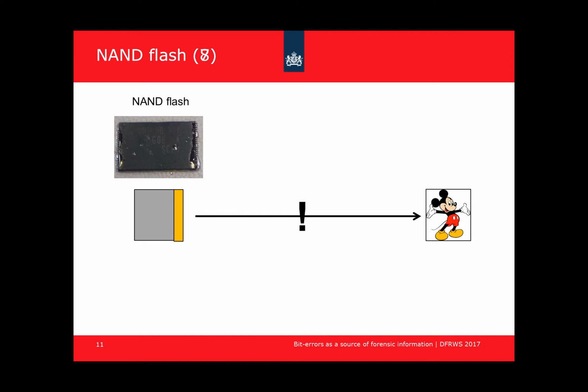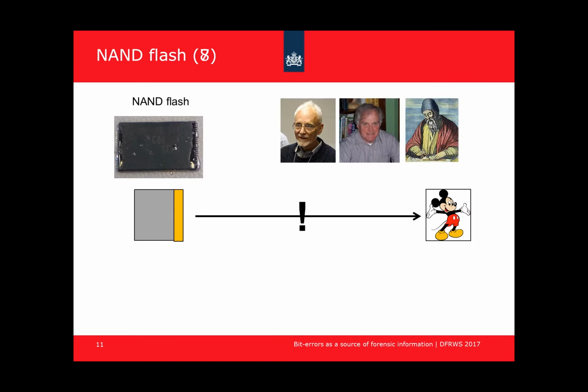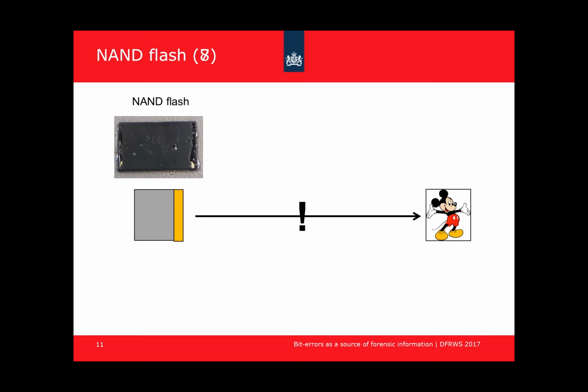So in certain cases, when we only have the data from the NAND-flash, then we can recover all the randomization and ECC parameters, and then we can recover the picture again. With thanks to these three people. So I will point out.